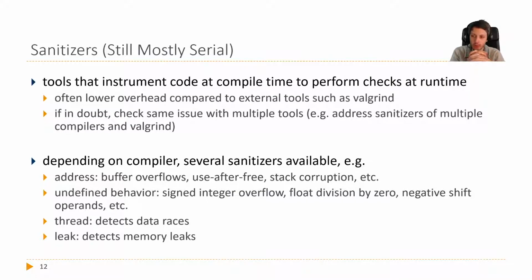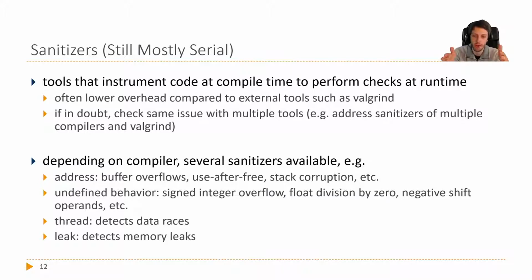Sanitizers are tools that instrument code at compile time in order to then perform some checks at runtime. For example, the compiler knows that a certain operator in C is not specified to take negative operands. This is usually never checked at runtime. It simply generates instructions that throw the operands at this operator, and whatever the result is, is the result. If it's undefined behavior, it's your fault, because you should know the C standard.